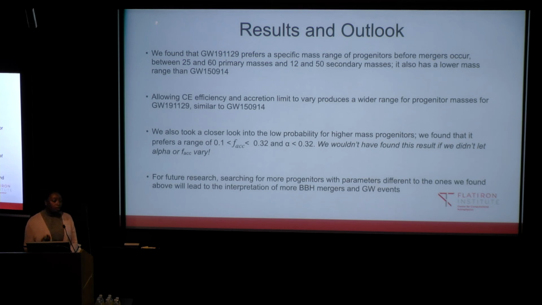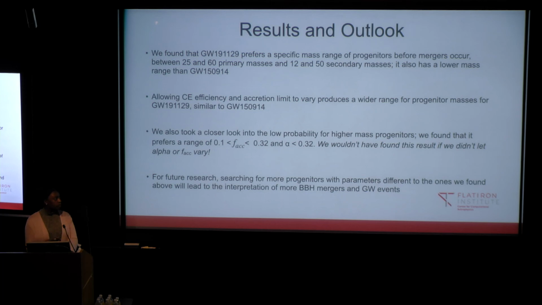Also, when we took a closer look at those higher mass progenitors, we found that they prefer a very specific range for FAC and for alpha, with FAC being between 0.1 and 0.32, and alpha being less than 0.32. And again, to re-emphasize, we would not have found this result if we did not let both of our variables vary. So overall, from our research, we have verified that the method that we used worked.